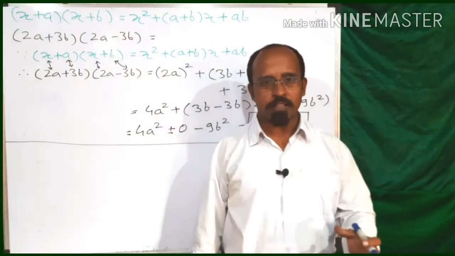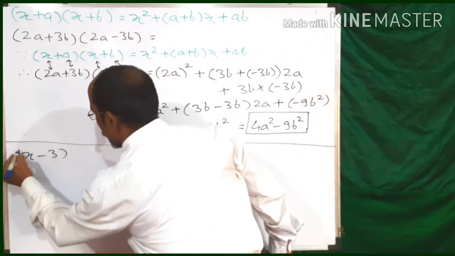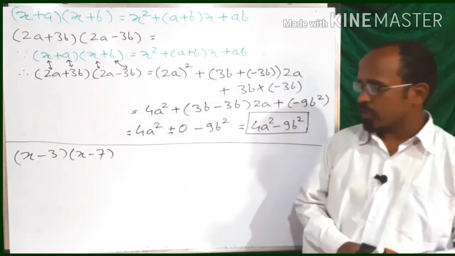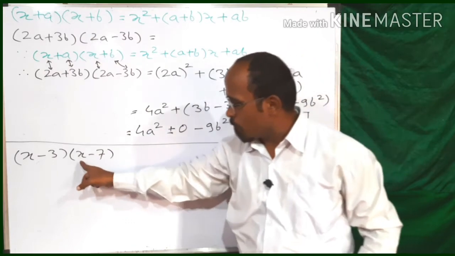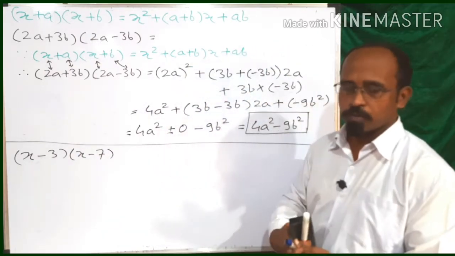Suppose the question is (x − 3)(x − 7). Once again, can we use the formula? The first term in both brackets is the same, so we can use it. So let's write the formula first.